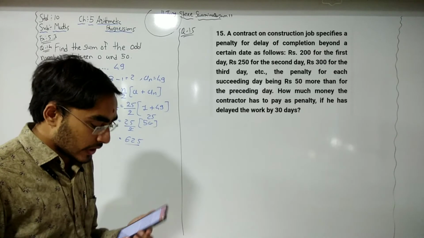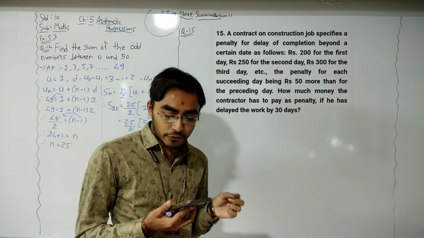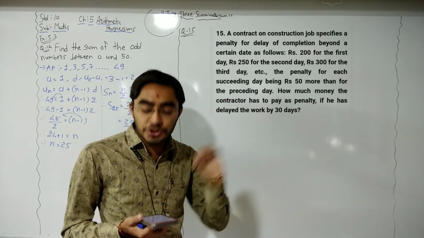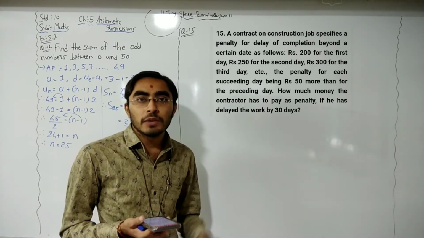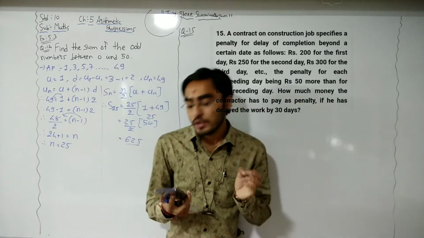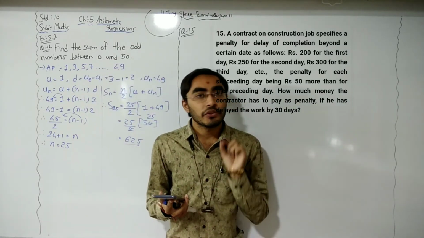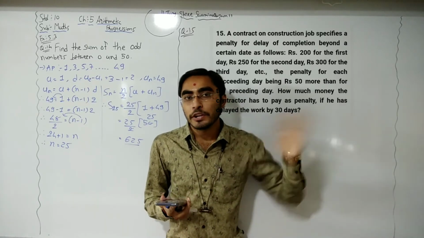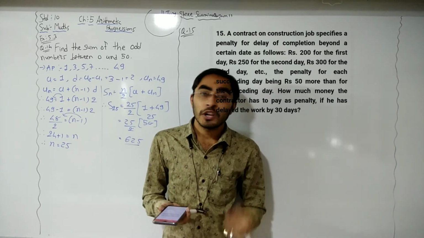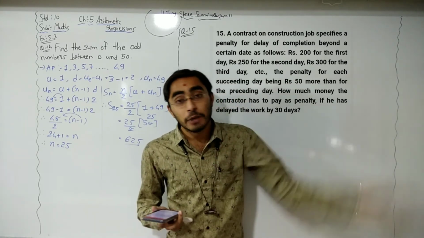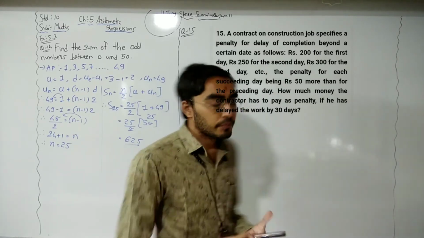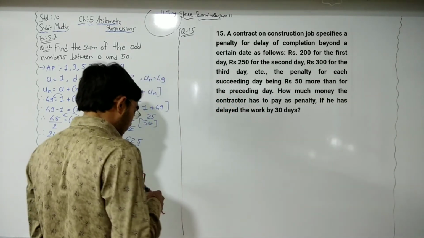Okay. So here for the first day the penalty is 200, for the second day 250, third day 300, and each day we need to pay 50 rupees more, right? So every time we need to add 50, that means this forms an AP. Common difference d is 50. Every time we need to add 50. So here write down the AP.